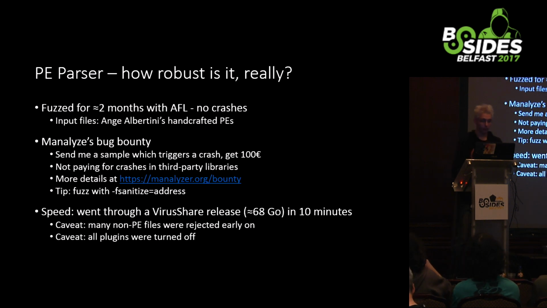Yeah, so finally, I talked about the speed. I was able to go through a whole VirusShare release with the tool in about 10 minutes. So parsing about 68 gigs of executables in a few minutes. I think it's quite nice. The caveat is that a lot of the files in the VirusShare archives are actually not PE executables, so they just get rejected as soon as the analysis starts. Another thing is that all the analysis plugins were turned off, so obviously this speeds up analysis a bit.